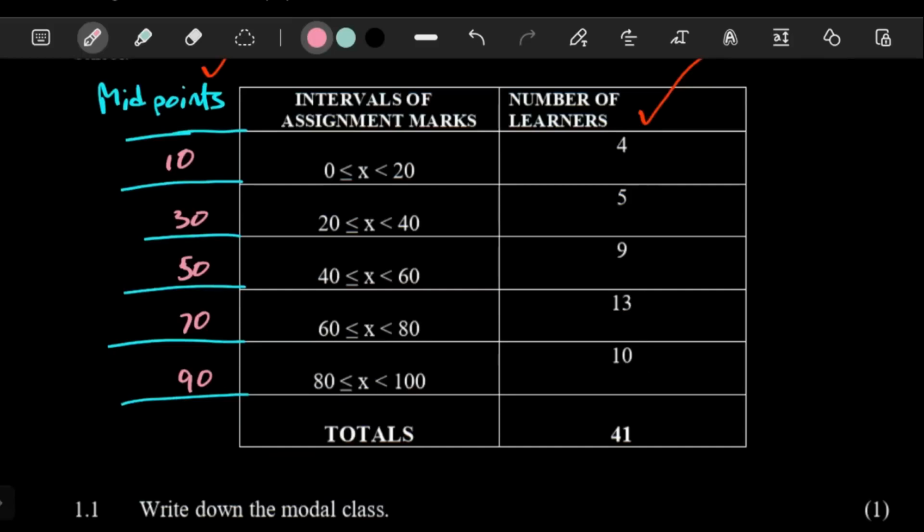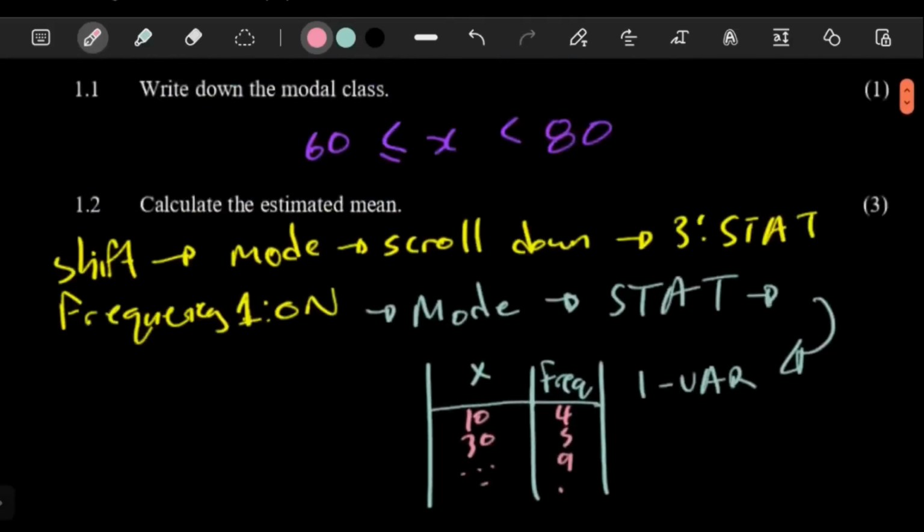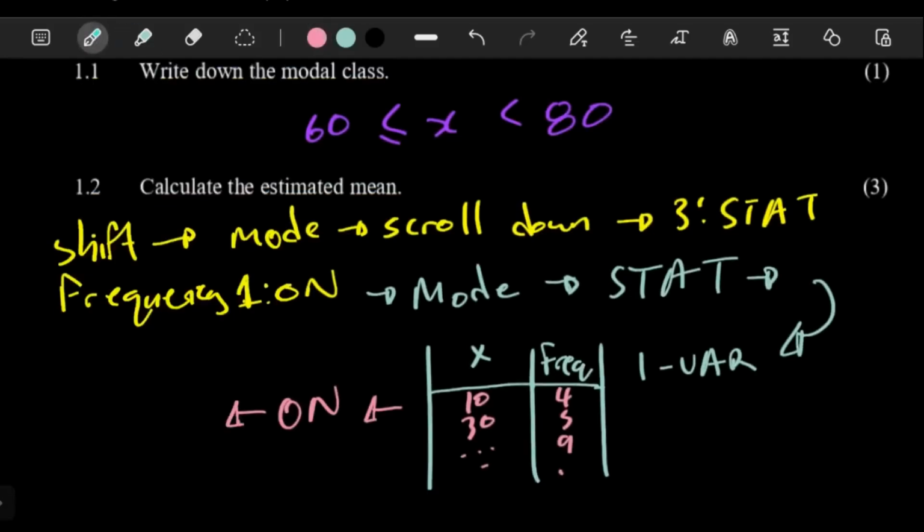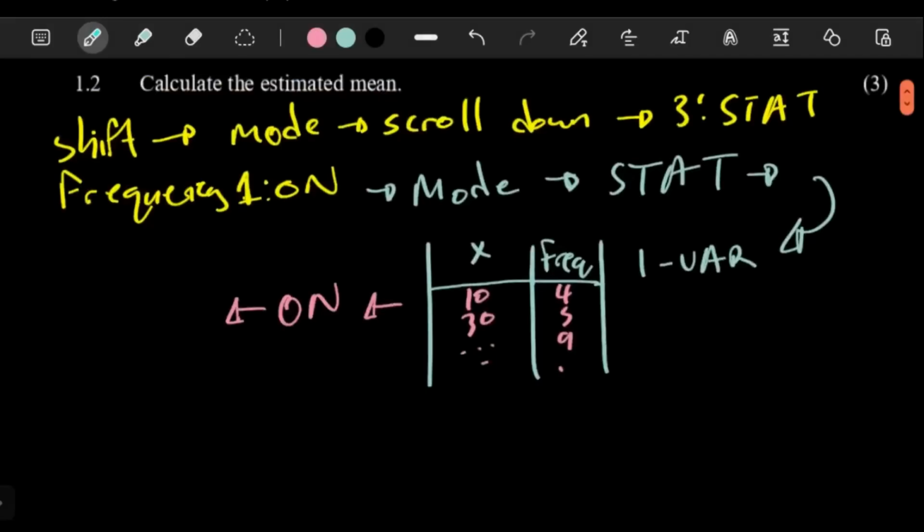Okay, and then you're going to press the on button. After putting this information in, obviously you're going to press the on button. And then what are you going to do? Now you're going to press shift and then the button number 1.